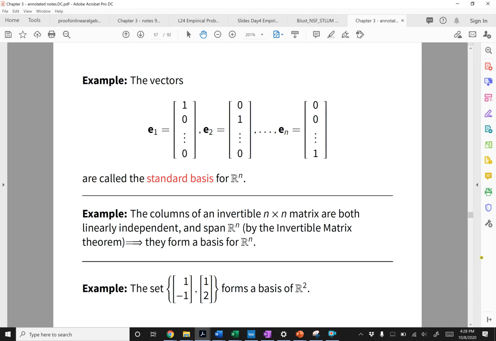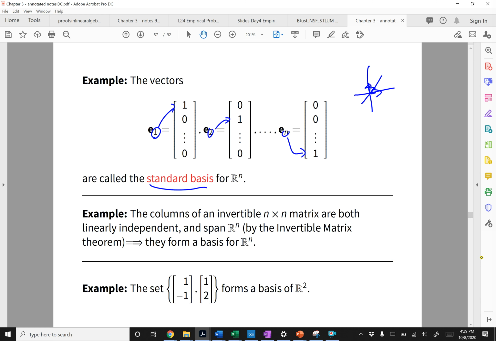These vectors: we have 1 and then all zeros, 0, 1 and then all zeros, down to 0, 1. The subscripts mean that E1 has a 1 in the first position, E2 has a 1 in the second, and En has a 1 in the nth. This is called the standard basis for Rn. It corresponds to the x direction vector, the y direction vector, the z direction vector, and x, y, z, w if we had 4 dimensions. They're called the standard basis.